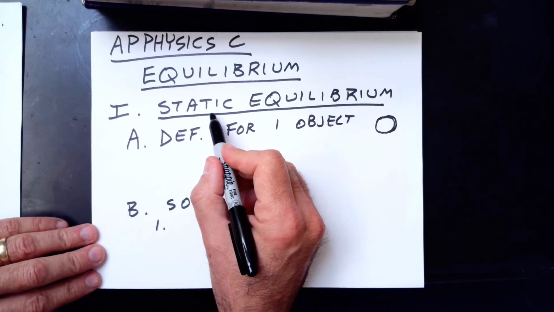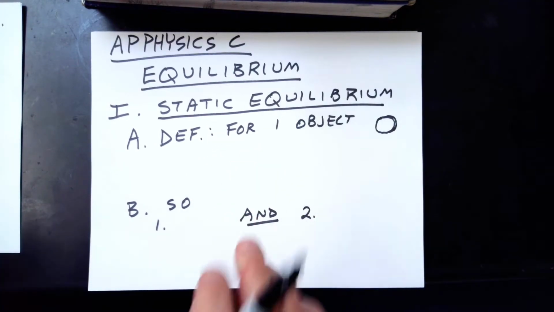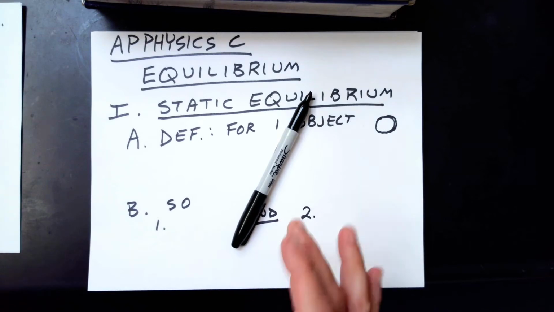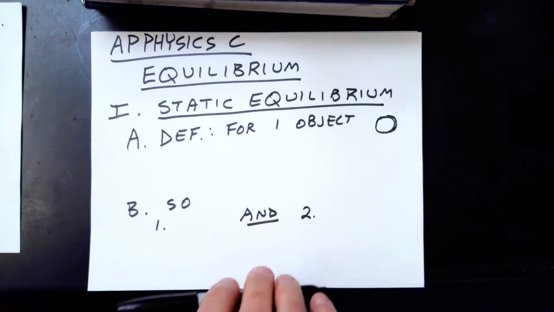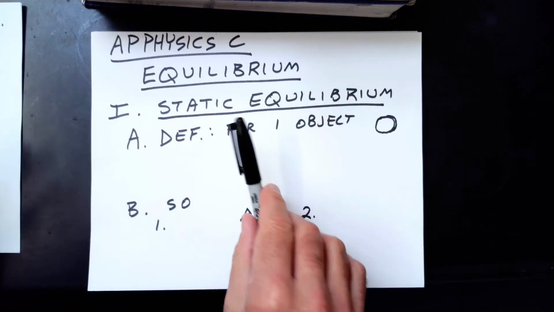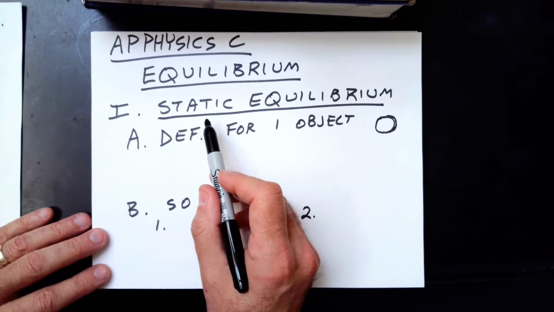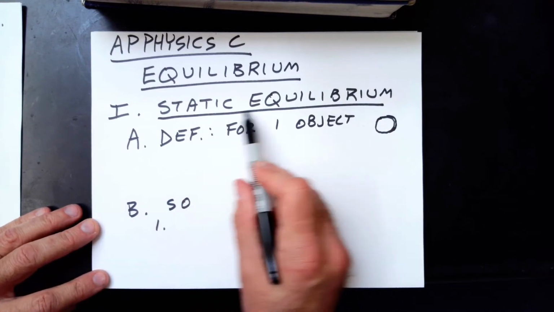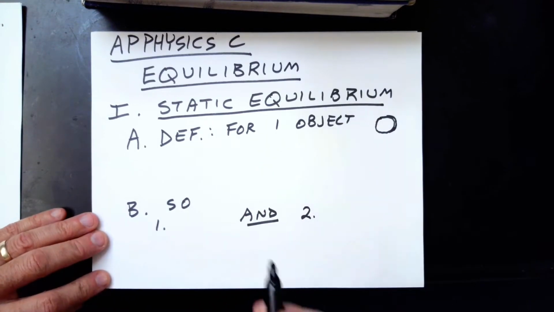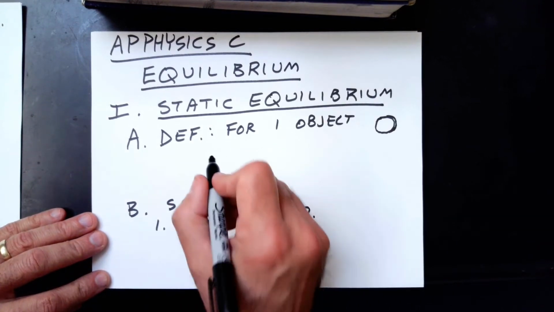One is if the object is completely static. That means it's absolutely motionless, like my pen, and remaining so. The other type is where it may be moving, but the motion's not changing. By far, the most important type of equilibrium in this class is static equilibrium, so we'll spend most of our time on that. And here's the definition for one object.